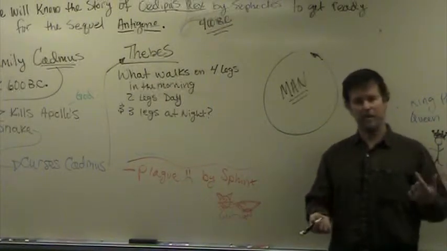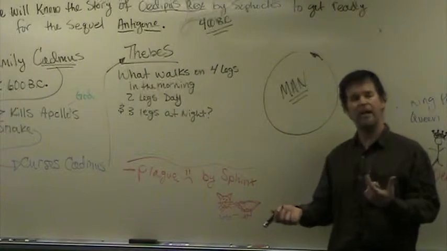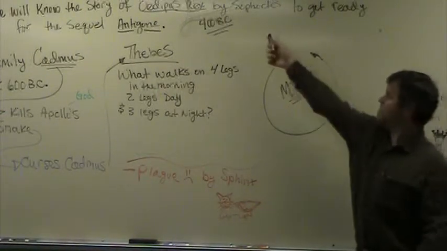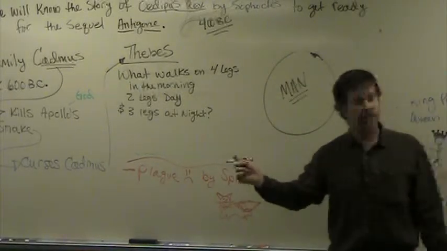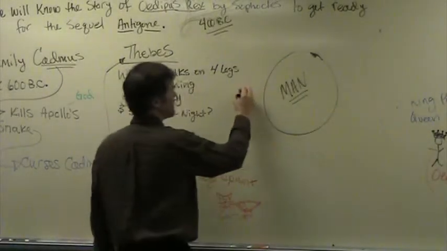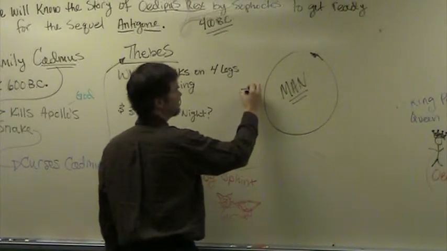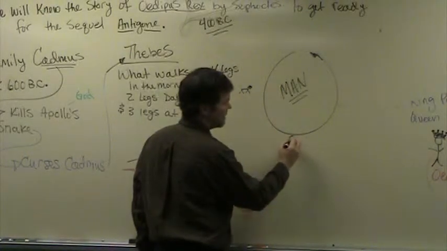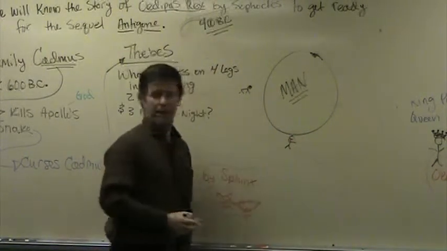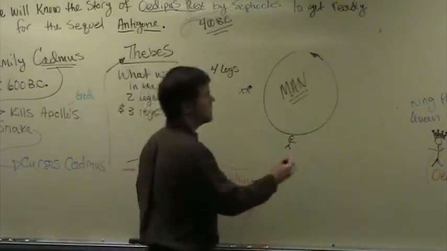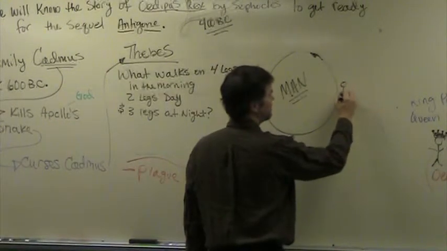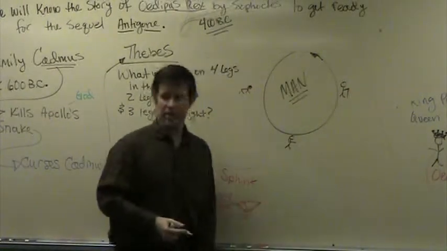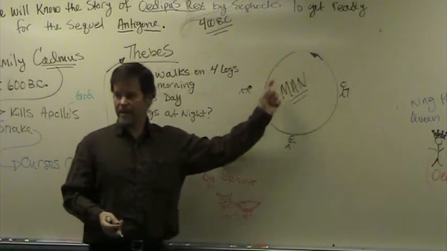I'm gonna fill in some other background about Greeks later in the week so you can understand why this is such an important theme for them. All right, but Sophocles writes it into his play. And here's how it works. As a baby, you crawl. So you're on four legs, right? Throughout the middle of your life, you walk on two legs. Most people, right? And as you get older, you get a cane. So three legs, all right? I drew it as a cycle.